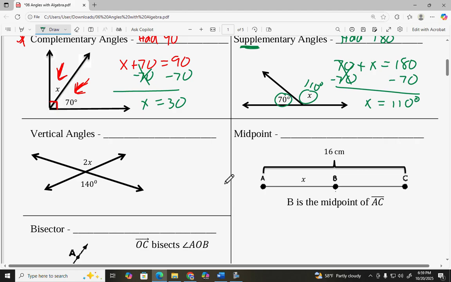Next, it's vertical angles. What do we know about vertical angles? Yeah, they're across from each other, but what else do we know? We know that vertical angles are equal to each other.